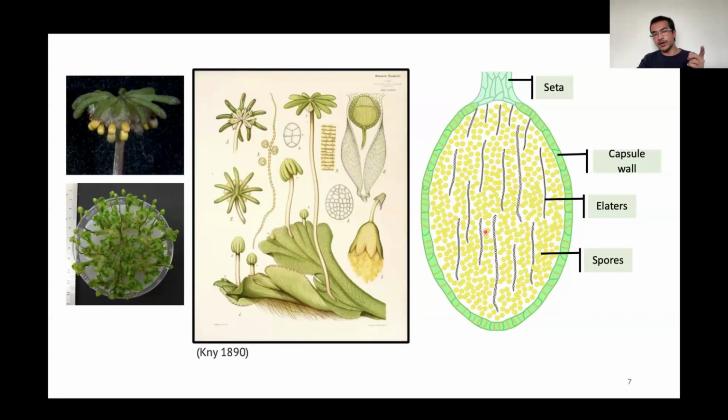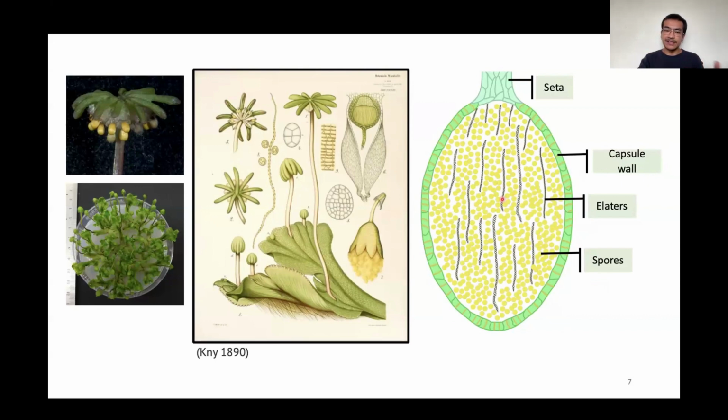And one thing to note about the Marchantia polymorpha sporophyte is that all three of these cell types make their own secondary cell wall modifications. You've got these bands around the capsule wall called annular rings. You've got the helical shaped thickenings on the elaters. And of course, the spores have their sporopollenin wall.